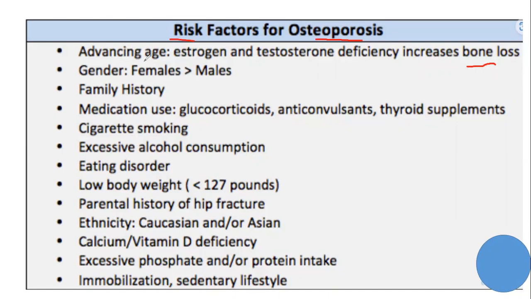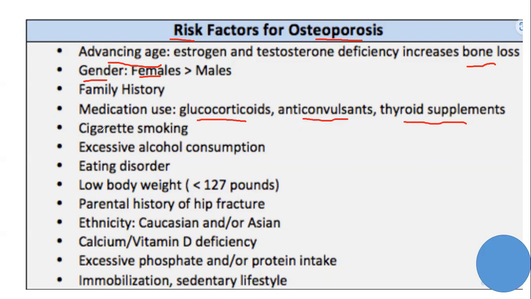First one, we said advanced age. Gender, female is more affected than male. Family history, medication use. What kind of medication? Like steroids, glucocorticoids, anticonvulsant medication, thyroid supplement.